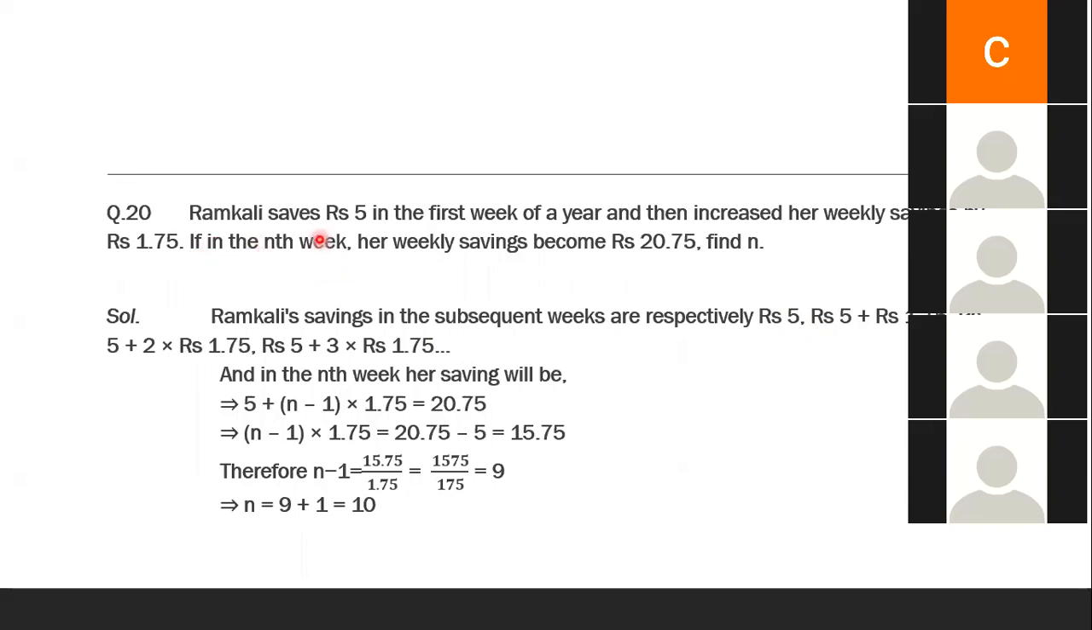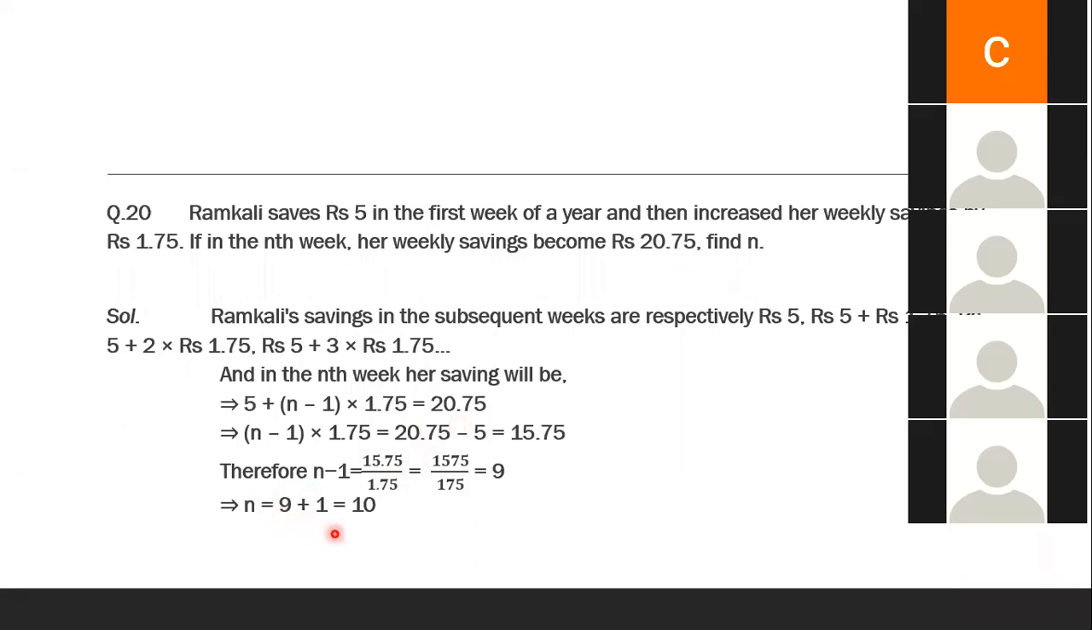Ramkali saves rupees 5 in the first week, and then increased her weekly savings. So every week it is increasing by 1.75. So D value is 1.75. A value is 5 rupees. In the beginning it was 5, then she started increasing every week, the difference is 1.75 itself. So here we got A value and D value, and AN value. At the end her weekly savings become 20.75. So AN value they gave 20.75.